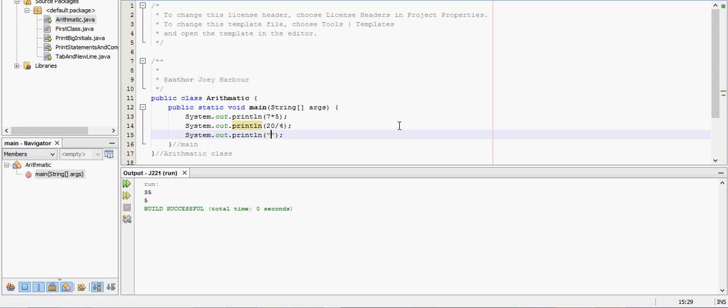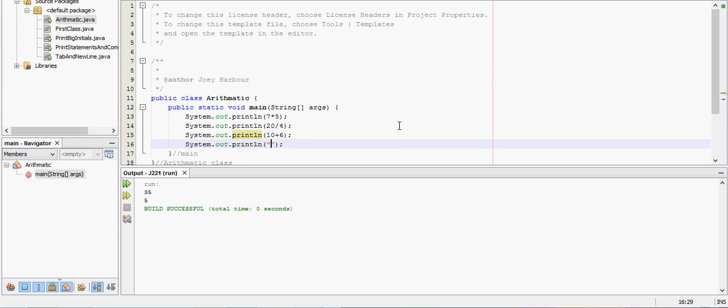And we'll do an adding one, 10 plus 6, that'll be 16, and we'll do a subtracting one. Let's go 30 minus 1. And if we run this, it'll print out all these values that we would expect.